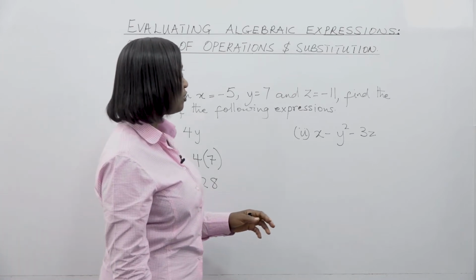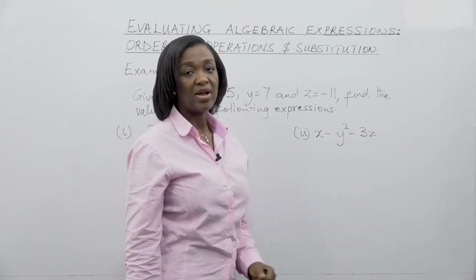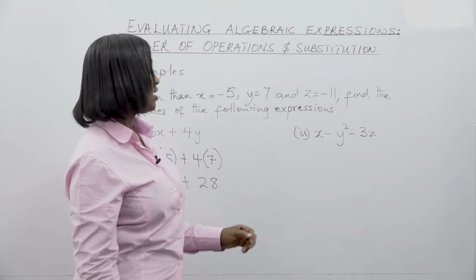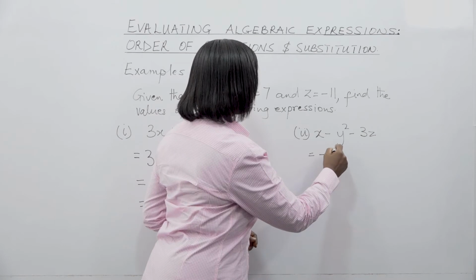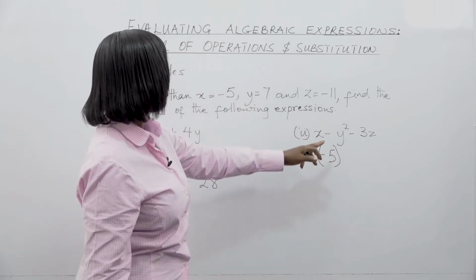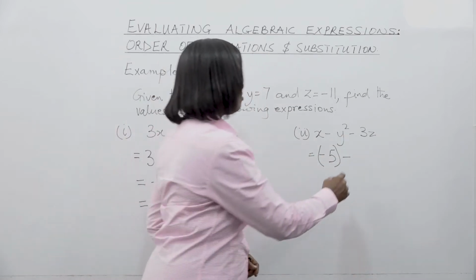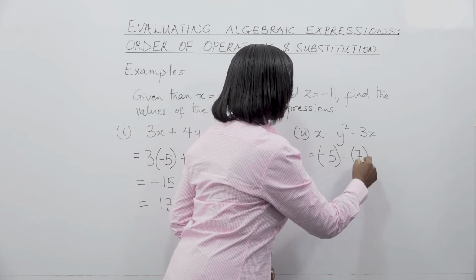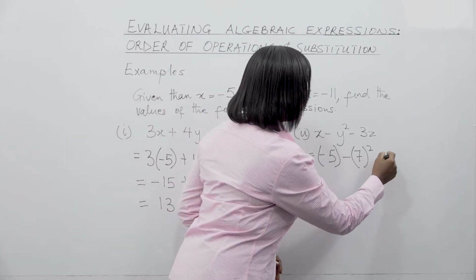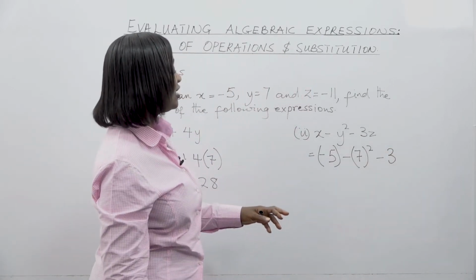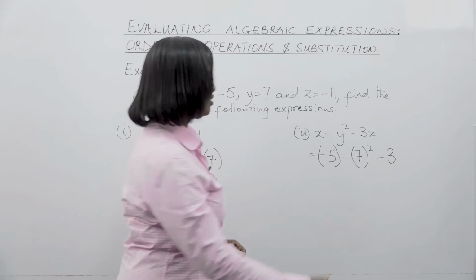In the second example, x minus y squared minus 3z is our expression. So let's substitute. x is equal to minus 5. So we have minus 5. y is equal to 7. So y squared will be 7 squared. So minus 7 squared. The next thing we need to do is multiply 3 by the value of z. And z is minus 11.